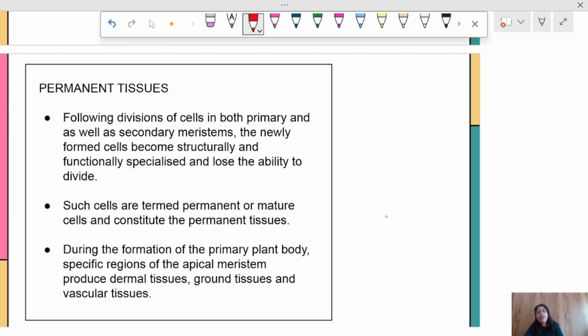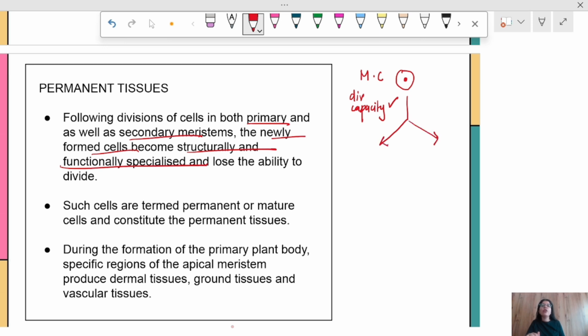Now, following divisions of cells in both primary as well as secondary meristem, the newly formed cells become structurally and functionally specialized, right? Let's suppose this is a meristematic cell. This cell has division capacity. What will happen next? This cell is going to divide by mitosis and form two daughter cells. Mitosis results in the formation of two daughter cells, that is known to you, right? Now one of the daughter cells will remain meristematic, otherwise how would new cells keep being added to the plant body, right? So one will remain meristematic.